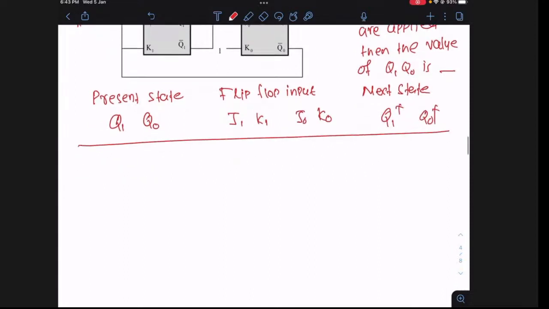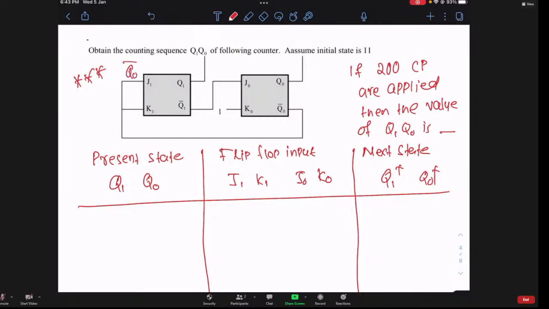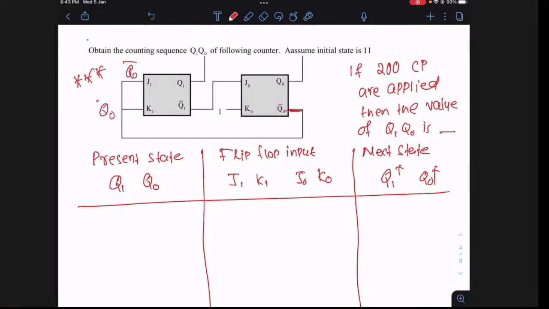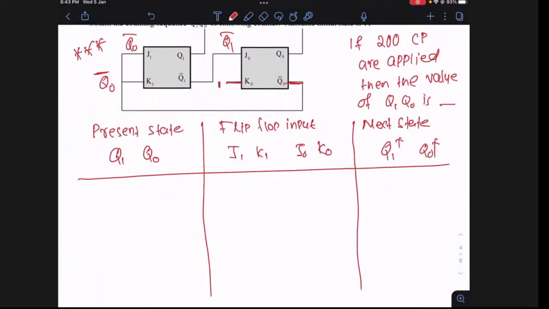Okay. So if you observe what is connected to J1 and K1, this is nothing but Q0 complement, because this line is coming from here. Same is the story for K1 as well. J0, if I ask you, this is your Q1 complement, and K0 is given here as 1. So below J1, I'm writing Q0 complement, K1 also Q0 complement. This I'm getting from here. And J0 is Q1 complement, and K0 is constantly 1.